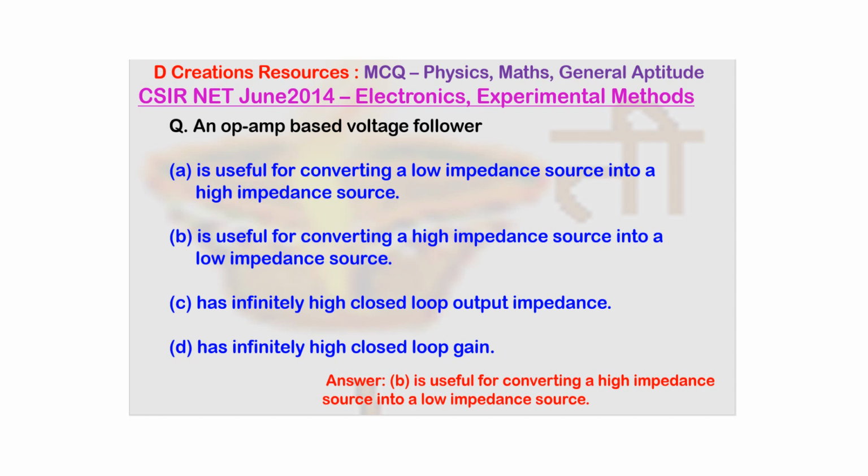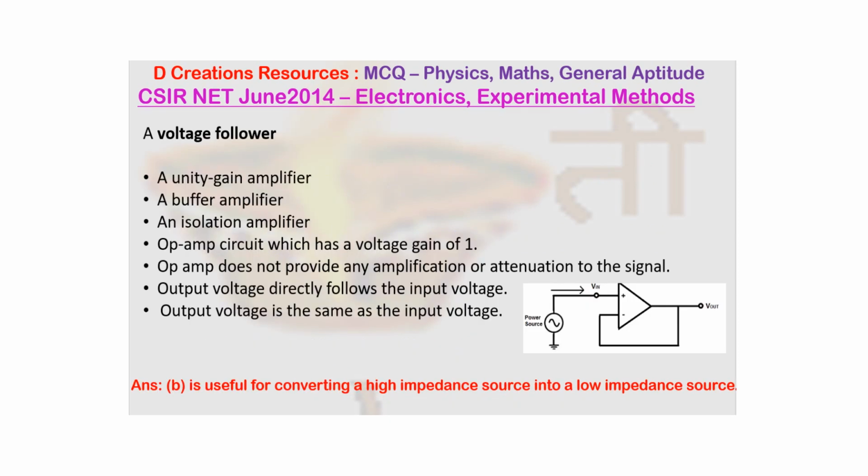The question is an opamp based voltage follower, and the options are: A is useful for converting a low impedance source into a high impedance source. B is useful for converting a high impedance source into a low impedance source. C has infinitely high closed loop output impedance, and D has infinitely high closed loop gain. Now let's first look at the explanation and then we go to the answer.